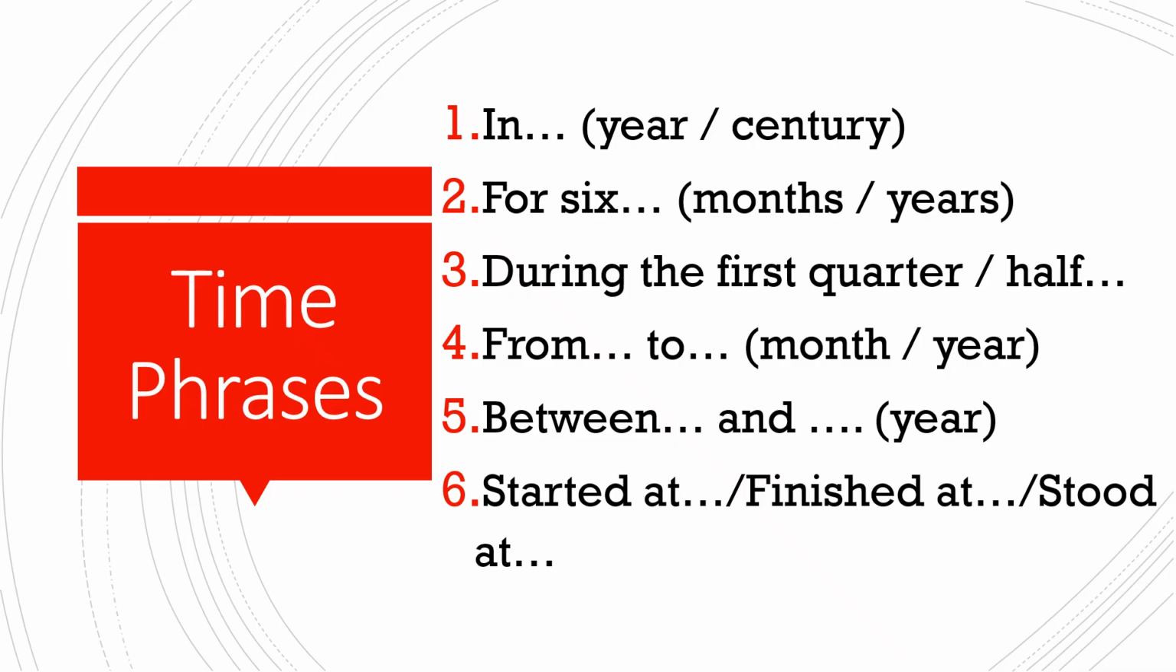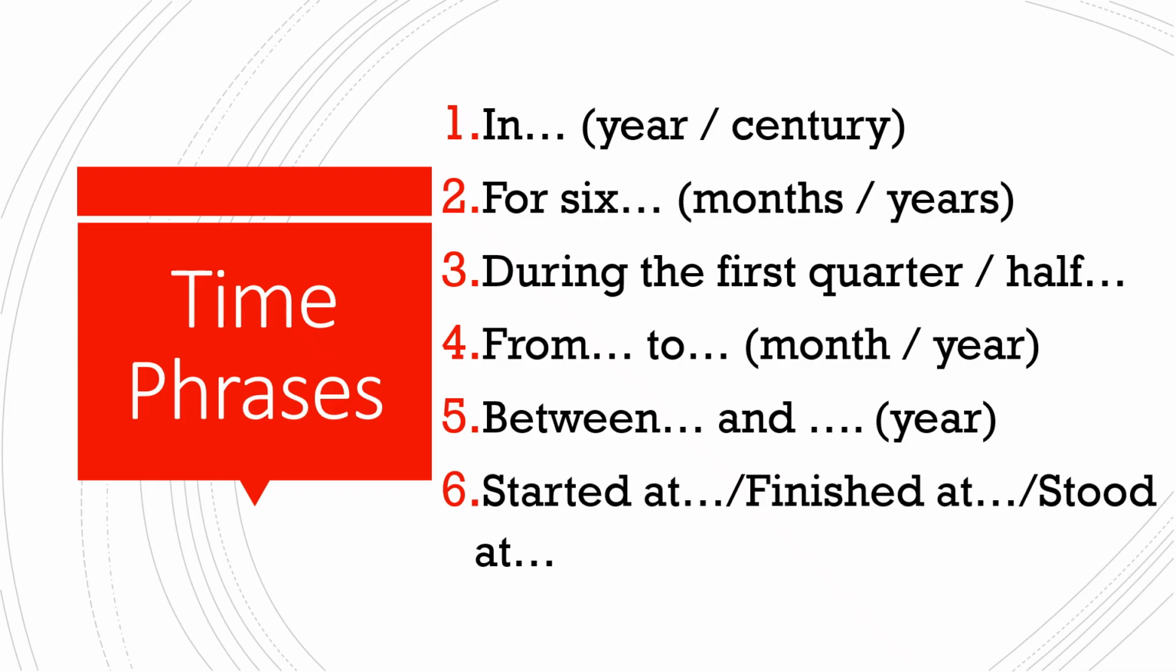You can write during the first quarter, during the second half of the century. You can begin the sentences with from and to: from September to December, from 2010 to 2015, there could be a year also. You can use between and, obviously there could be a year, between 1995 and 2000, or between the 5 years expressed, or between January and March. There could be a month also. There could be days also, between Monday and Thursday.